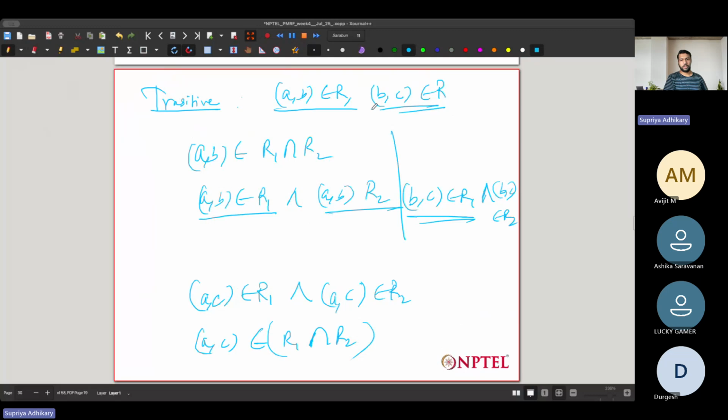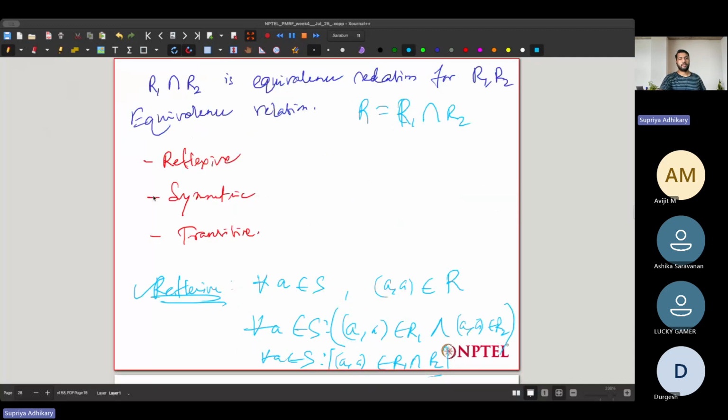So we started with AB belongs to R, BC belongs to R, which implies that AC belongs to R. And therefore, this relation is transitive. And since all three properties are satisfied, we can say that this is nothing but an equivalence relation.